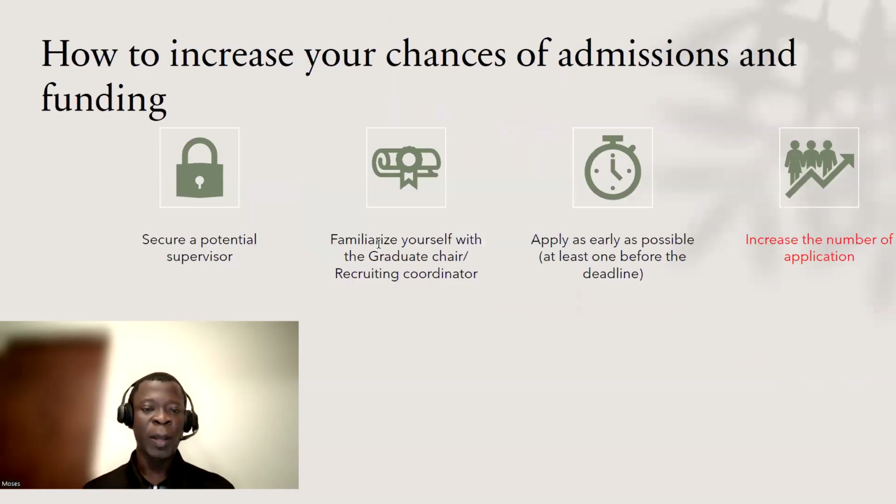So what can you do, okay, if you have some of these difficulties? What can you do? Okay, so the first one, I've talked about it, secure potential supervisors, even though sometimes, and in most of the cases, it's not compulsory, especially in the US. For some of the schools, it's not compulsory, but I can tell you that some of the professors have so much funding that if you're able to secure a supervisor, they can easily get you into the admissions once you qualify.